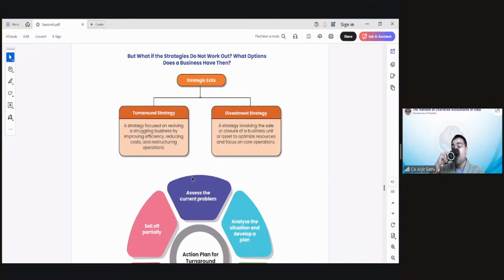Okay. Strategic exits. नई बात बन गई. क्या किया जाए? Exit कर लो. You don't have to be too emotional about your business. You don't have to be super emotional about your business. If things are not working out, my friend, stop doing that business.